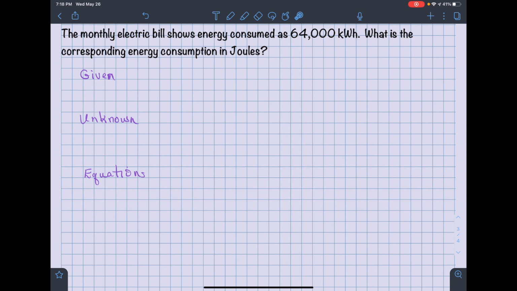So here we have a situation where we're given that a monthly electric bill is 64,000 kilowatt hours. This is actually very similar to a bill that we received at my house recently. So that's what we're given. And again, that's what kWh represents, kilowatt hours. And what I would like to do is convert that, because that represents the energy consumption for an entire month. I want to convert that to our SI unit of energy, which is joules. All right, so that's what we're trying to get.